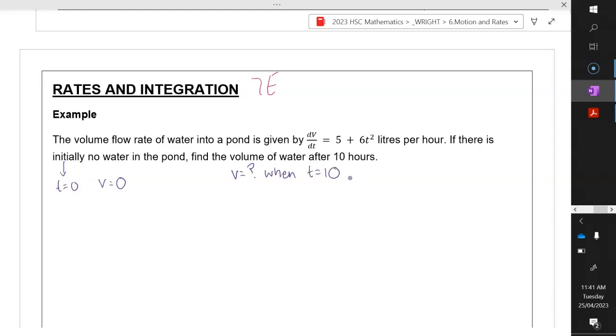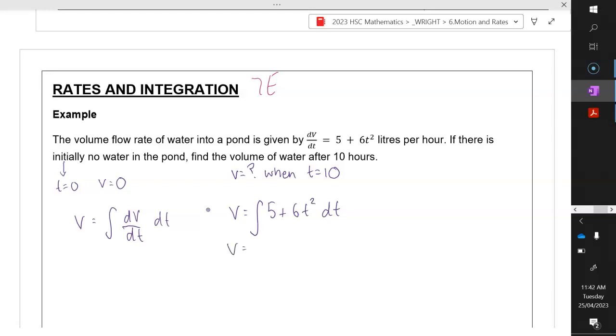So we've only been given that rate to start with. We want to find V. We don't want to find our rate, so we need to integrate. So to find our volume, we're going to go backwards and we're going to integrate our dV/dt with respect to t. So let's find our volume. Let's integrate 5 plus 6t squared with respect to time, because time is our variable.